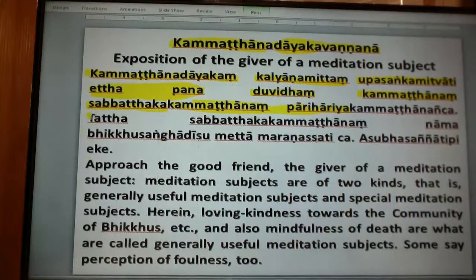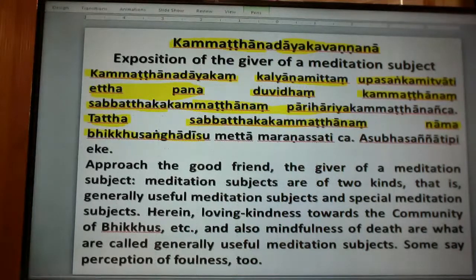So among these two kinds, Sabbatthaka Kammatthana. Sabbatthaka Kammatthana means, in English translation, the meditation subject for all. Bhikkhu Sanghadisu. Bhikkhu means a monk. Sangha is a community. So, community of monks. Bhikkhu Sanghadisu, the community of monks, adisu means etcetera.